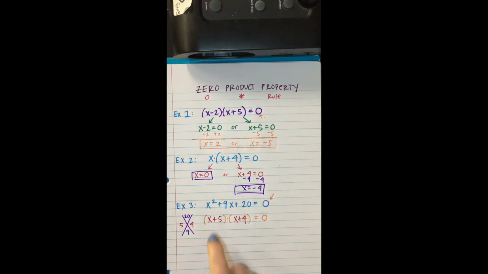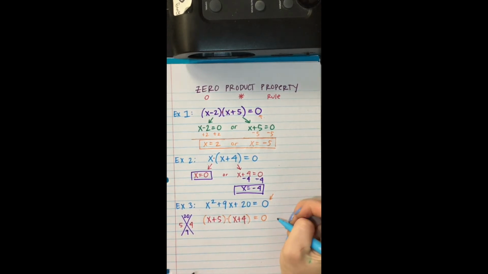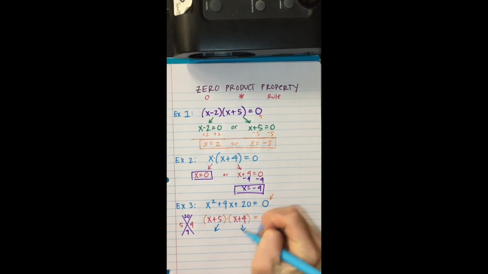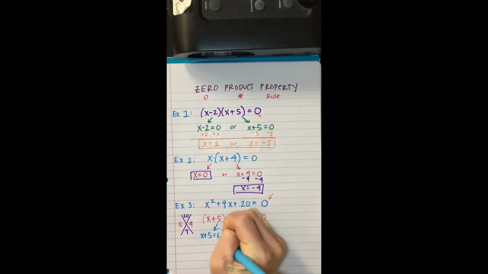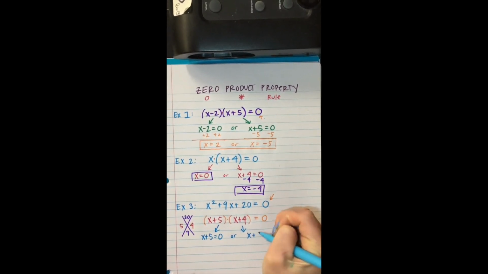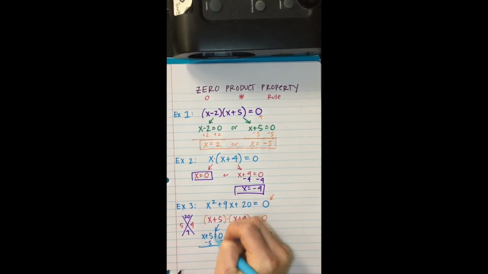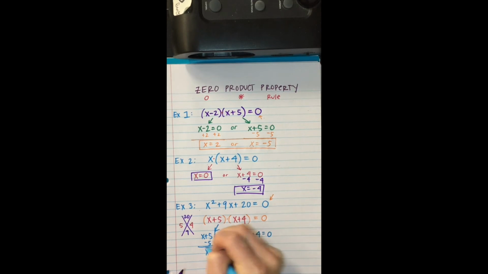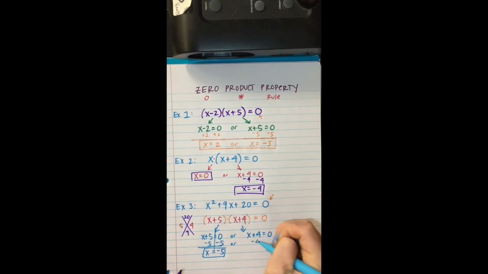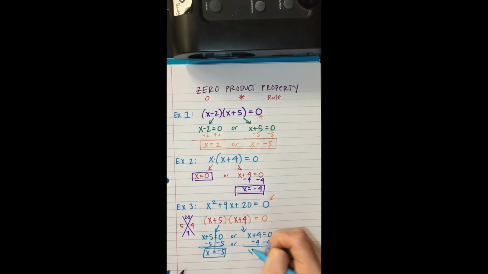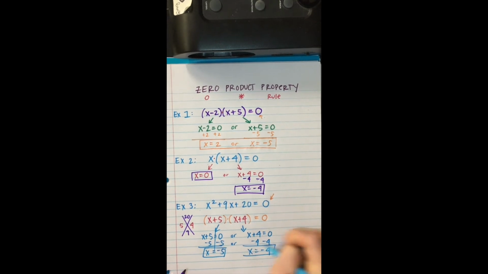So now I have this times that equals 0. I can use the zero product property, write my two equations, x plus 5 equals 0, or x plus 4 equals 0. x equals negative 5, or x equals negative 4. And those are my two solutions.